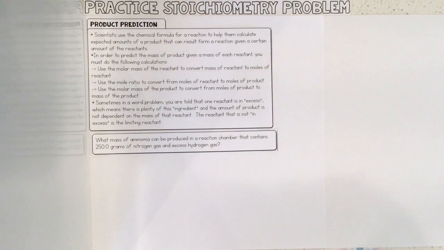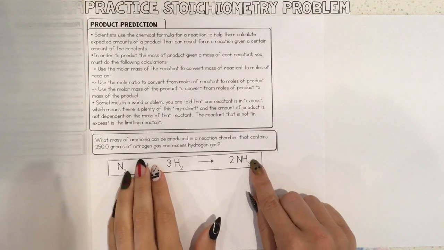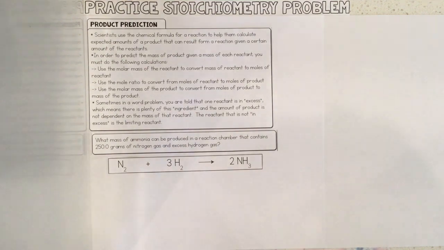What mass of ammonia can be produced in a reaction chamber that contains 250 grams of nitrogen gas and excess hydrogen gas? Here we're limited by an amount of nitrogen gas. We don't have to determine what the limiting reactant is because hydrogen is in excess. We do need our balanced chemical reaction as a place to start.